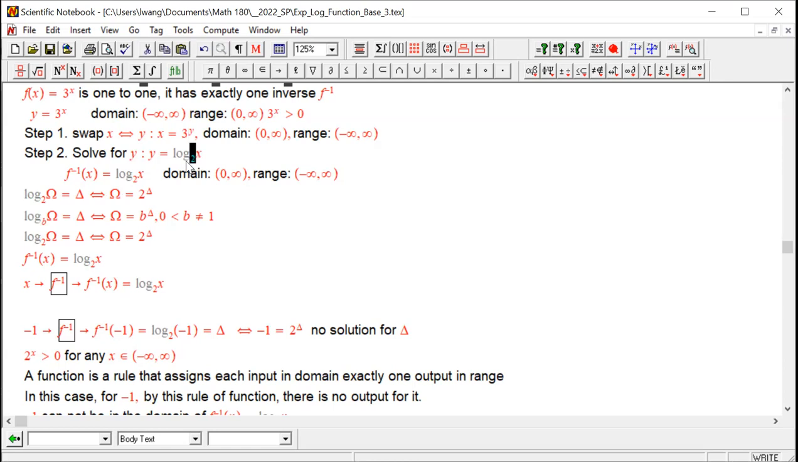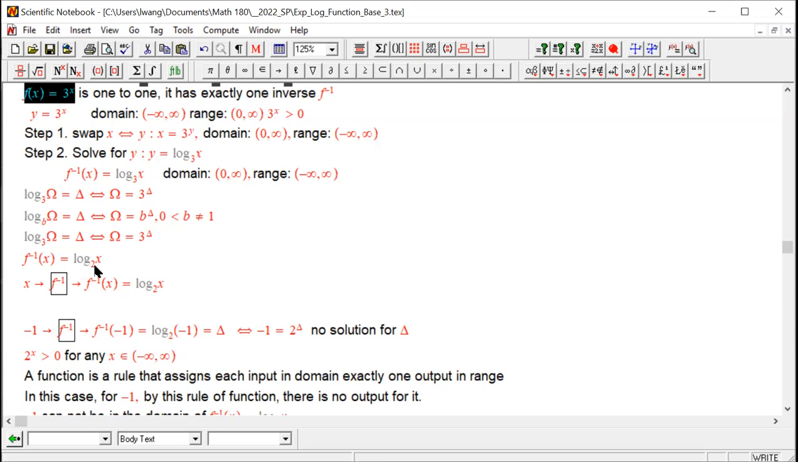Okay, so the inverse function is log base 3 of x, with the positive numbers as domain, which is the same as log base 2, and range from negative infinity to positive infinity. By definition of logarithm, this is a base 3, right? For any base greater than 0, not equal to 1, that is true. Therefore, for base 3, it is true. So we can see that the exponential function 3 to the power x and the log base 3 function are inverse functions of each other.